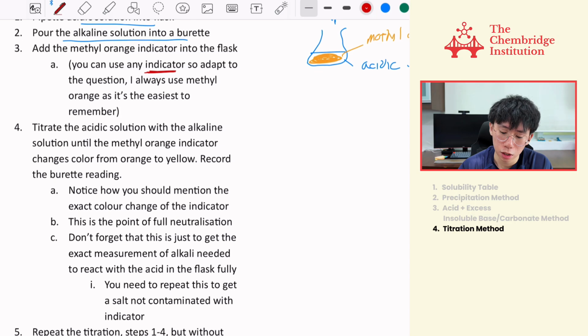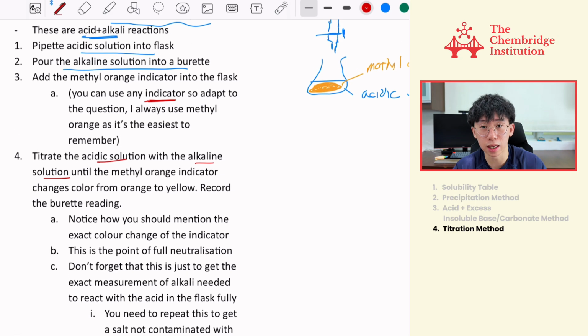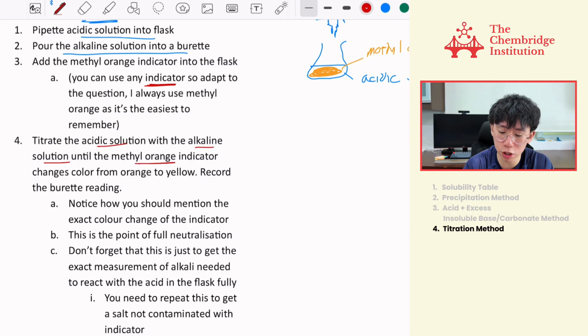And then you will titrate the acidic solution with the alkaline solution. So you will let the tap loose, and then you will just do the reaction, and you keep swirling the conical flask as well. That's part of a good titration procedure. And then you will do it until your methyl orange indicator will change, actually from the acidic color, from red, to yellow.